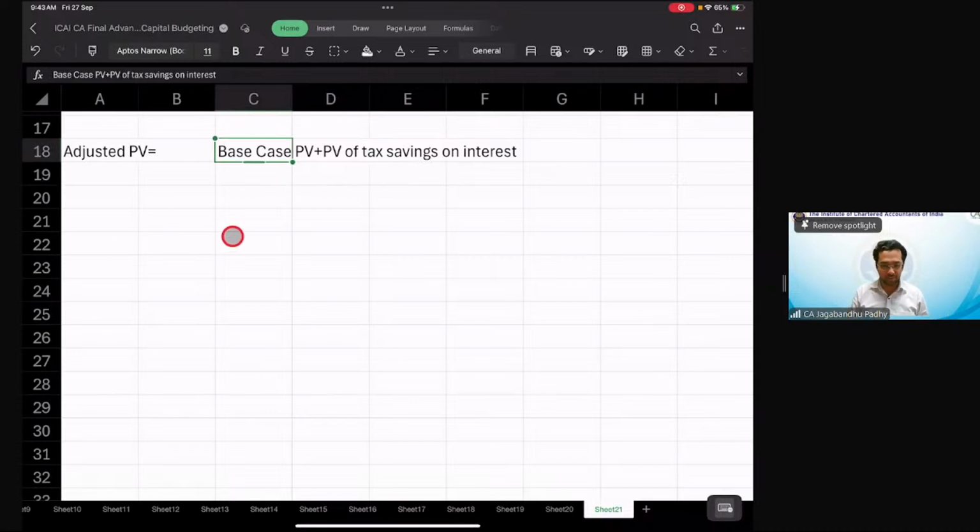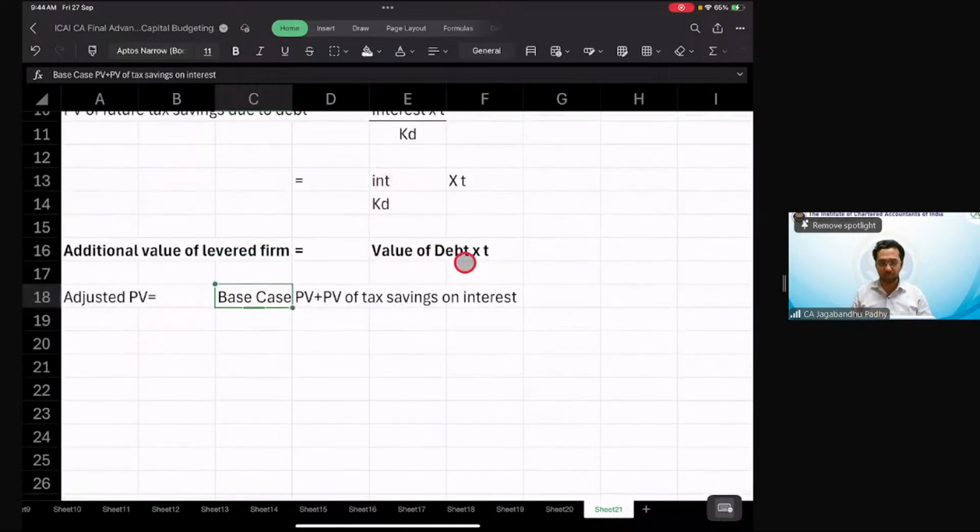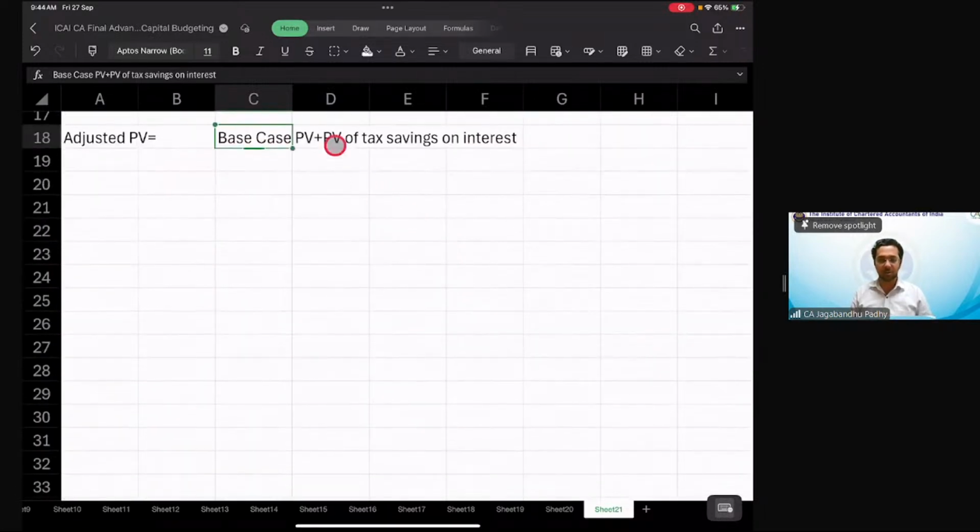Can I say this additional part that we are adding over here, present value of tax savings on interest, is nothing but that's coming from this concept of value of debt into tax rate, or additional benefit that a particular project has if it is getting funded by debt. Okay. So now adjusted PV is obviously what we got. What is this base case PV, sir? Listen.